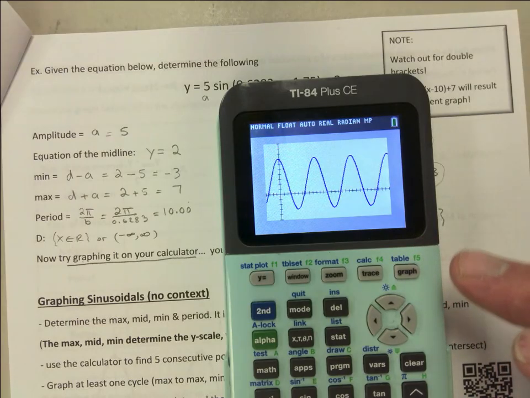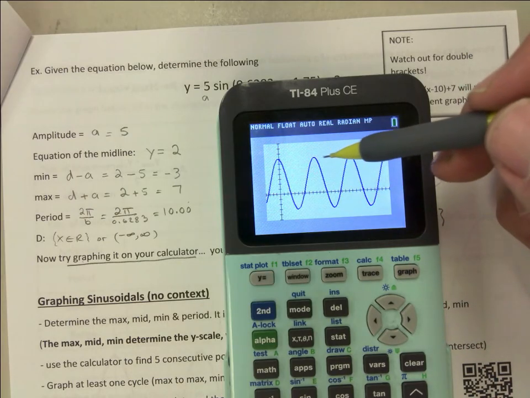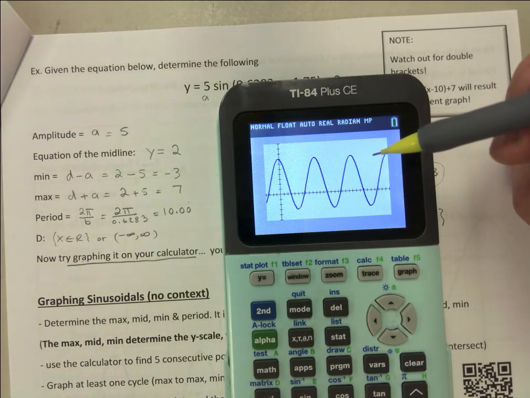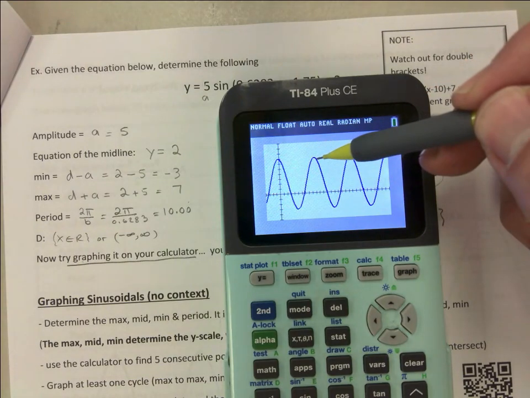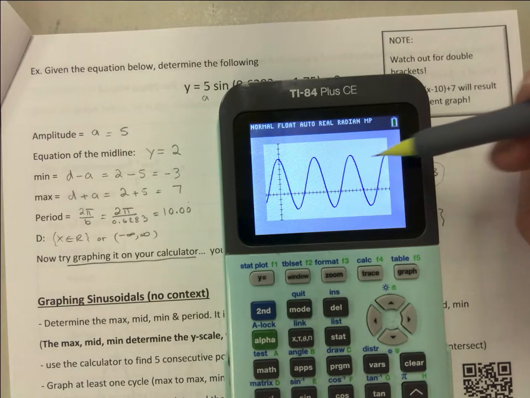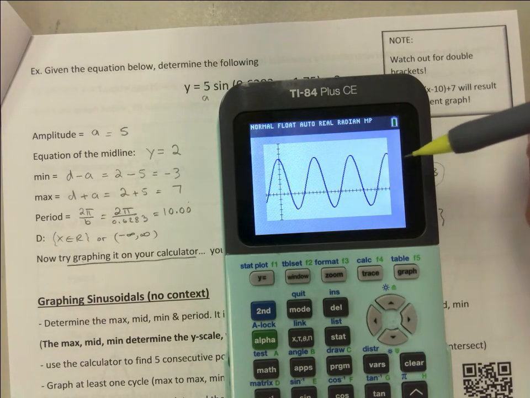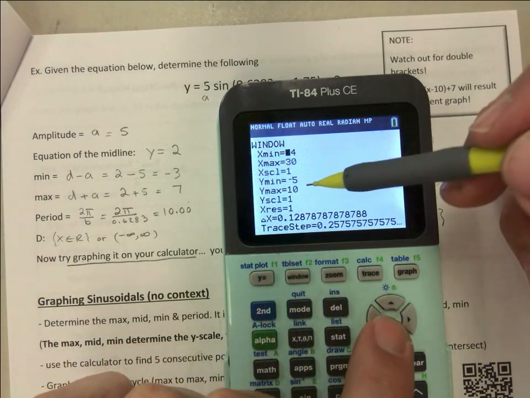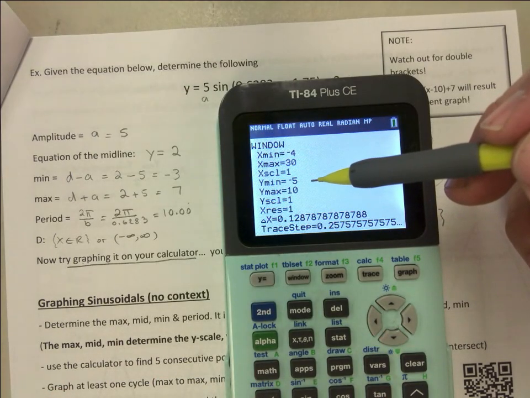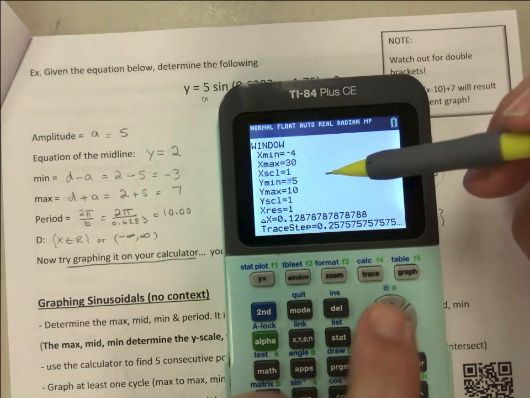Okay? So you're like, Mr. Erickson, I can see more than 2 cycles. Yes, you want to see a little bit more, but from here to here is 1 cycle. From here to here is a 2nd cycle. And you actually see a 3rd cycle. So sometimes you'll see 3, sometimes 2. But if you do the trick that I just showed you, change your y min and your y max based on your min and max that you figured out from the equation.